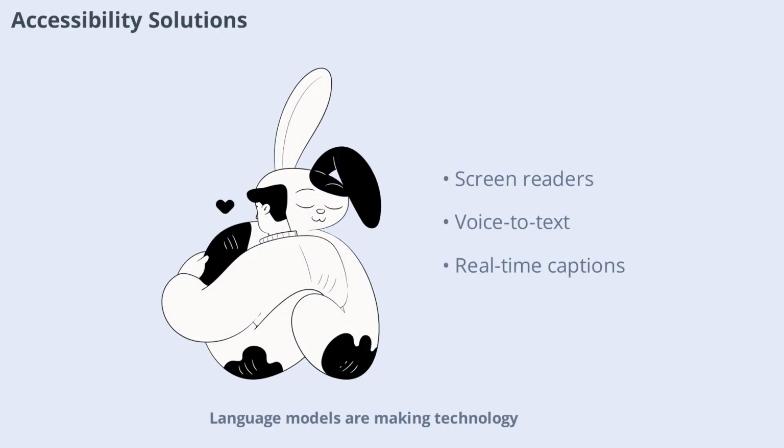Language models are making technology more accessible for people with disabilities. They power tools like screen readers, voice-to-text converters, and real-time captioning. These solutions help users navigate digital content, communicate more easily, and participate fully in society. Accessibility is a key area where language models are making a real difference.